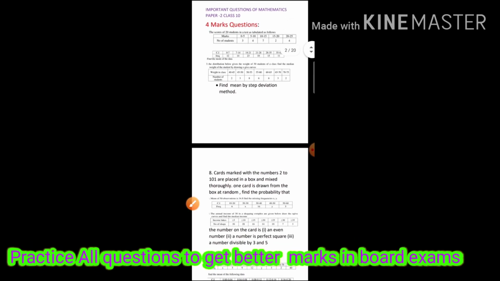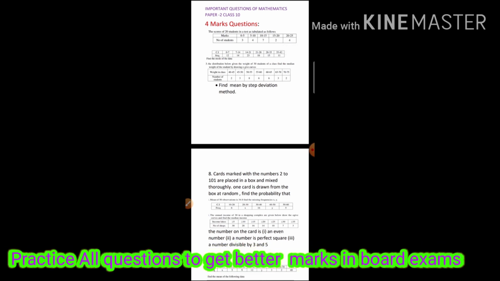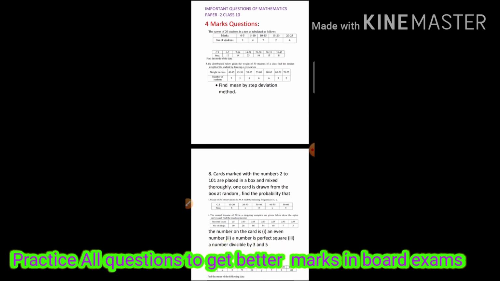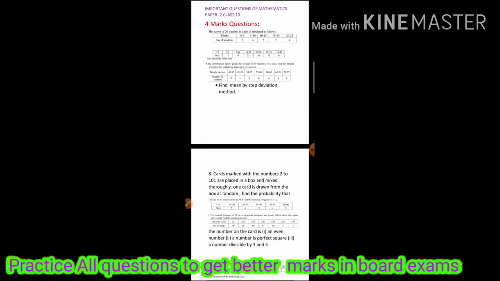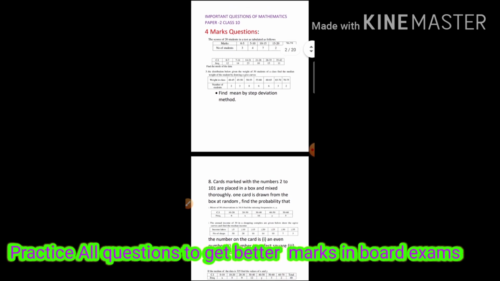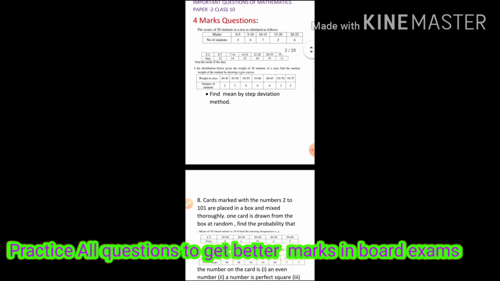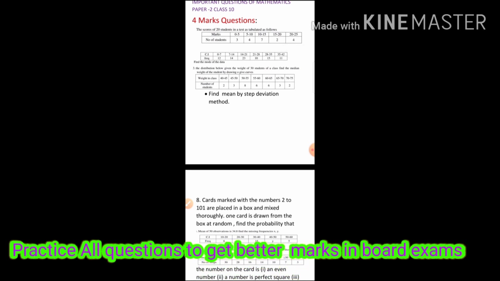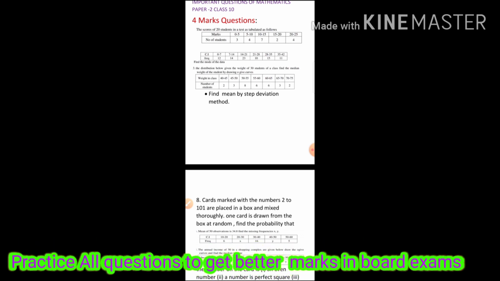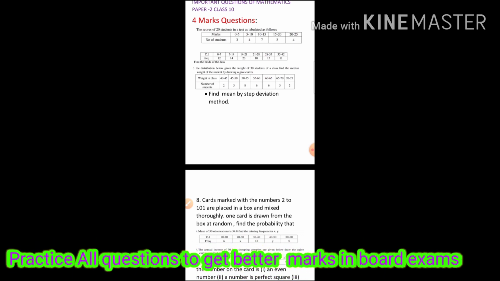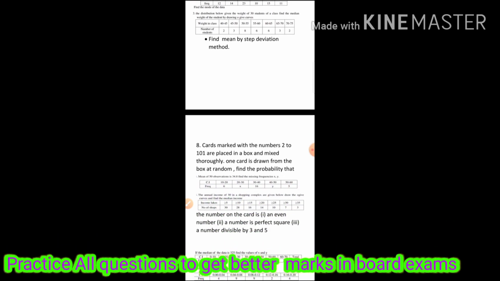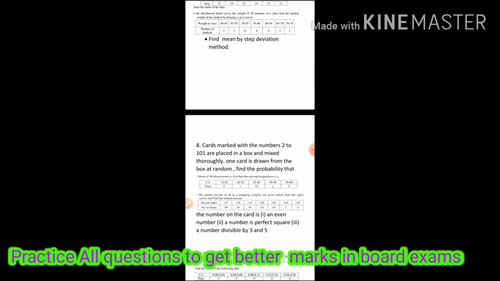Here are important questions for 10th class mathematics paper 2. First 4 marks, I gave order wise. So which is first priority, those questions I gave. Compulsory in statistics you will get 2 4-marks questions. One is a graph, one is a problem. Here find mean, 3 methods are there: a direct method, step deviation method, and assumed mean method. Depending on the question, you can do any method.